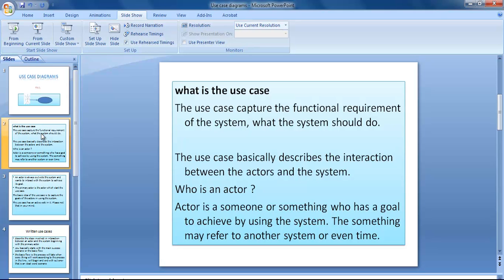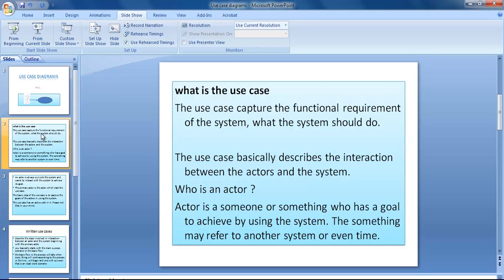Use case captures the functional requirement of the system, what the system should do. The use case basically describes the interaction between the actors and the system. Now what does it mean? Let me explain who is the actor and what is the system. The system is what we are going to build, and the actor is a user or another system, or even time is considered as an actor.